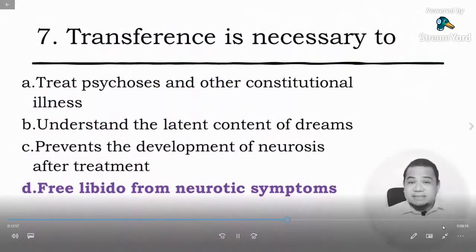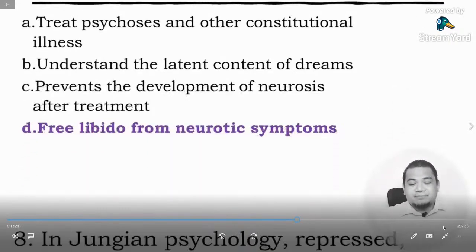Next. Number 7. Transference is necessary to. The answer? Letter D. Free libido from neurotic symptom. In the first, all the libido is forced from the symptoms into the transference and concentrated there. In the second, the struggle is waged around this new object and the libido is liberated from it.